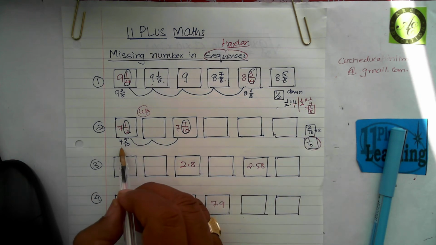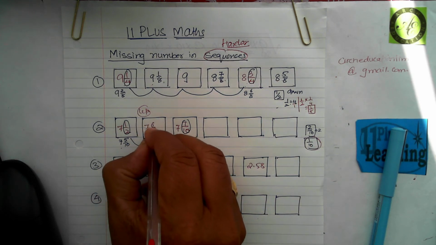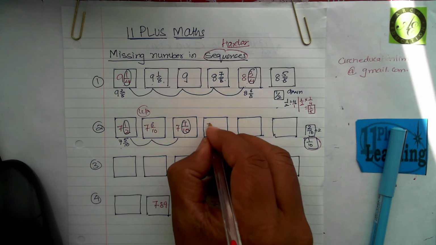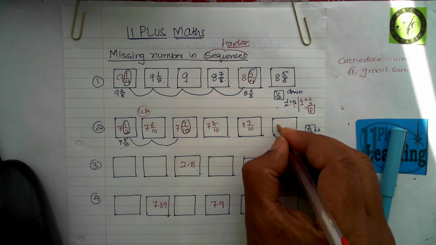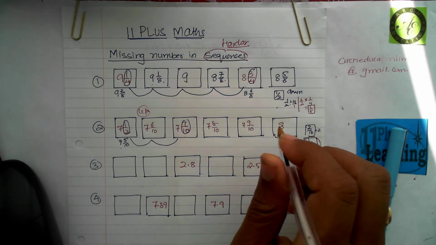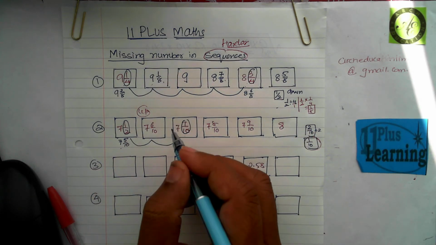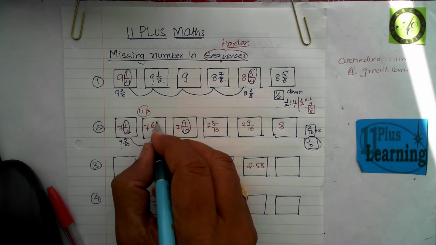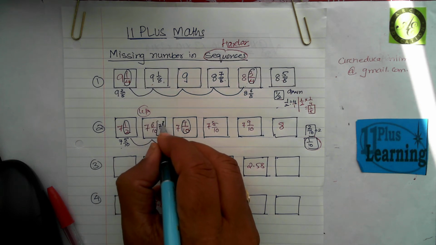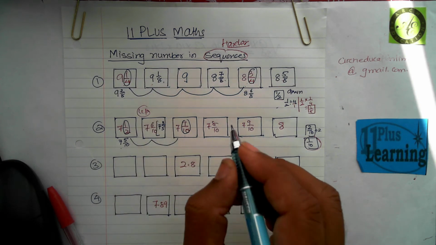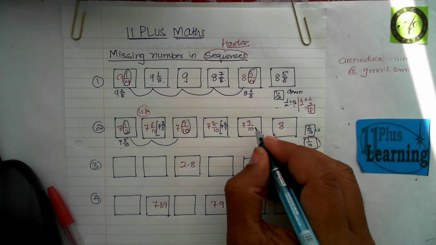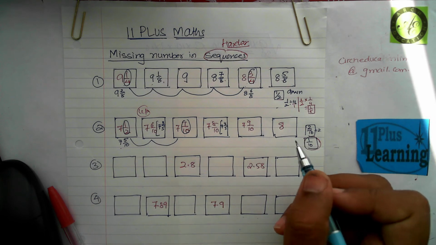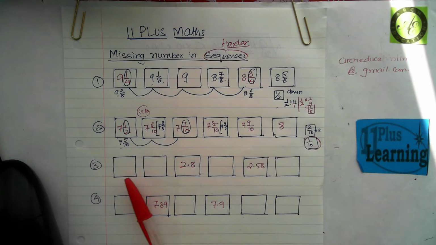So 7 and 5/10 will be 7 and 6/10, 7 and 7/10, 7 and 8/10, 7 and 9/10, and 7 and 10/10 should be 8. So before you submit the answer, check if you can simplify. 6 and 10 I can. So this will be 7 and 3/5. I hope I'm doing it right. This will be 7 and 4/5. And we can't simplify this. Brilliant. So these are the 2 examples of the fraction sequence, guys.